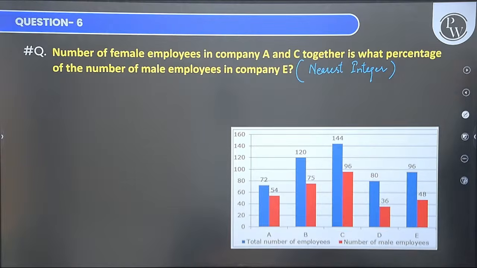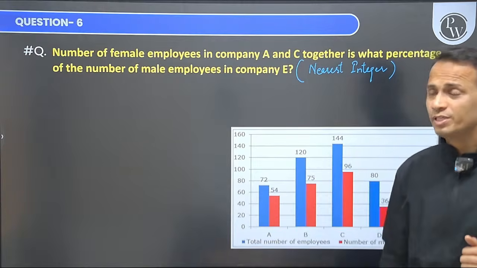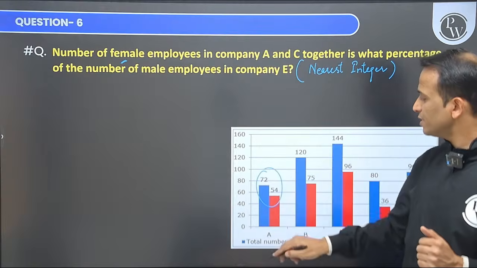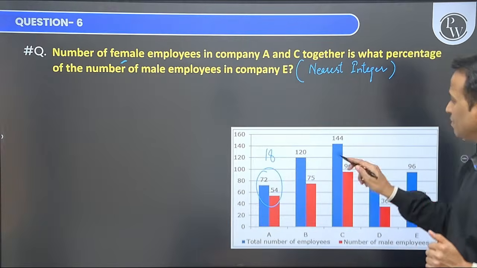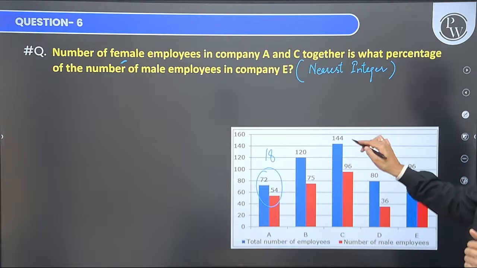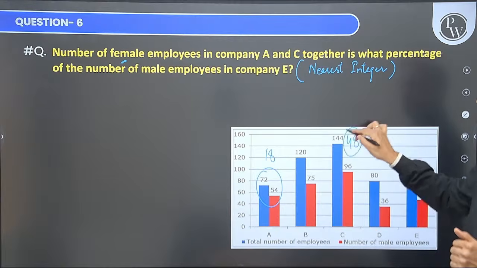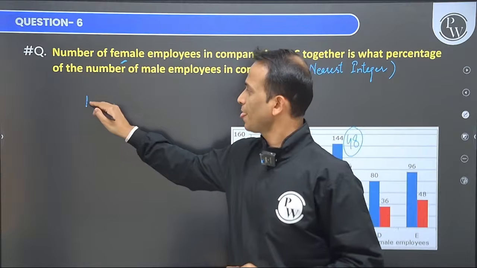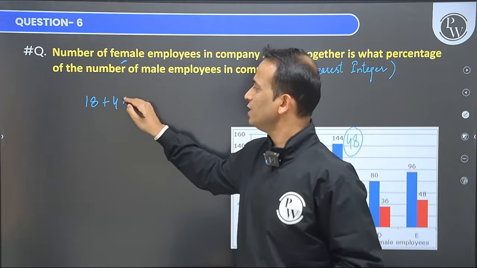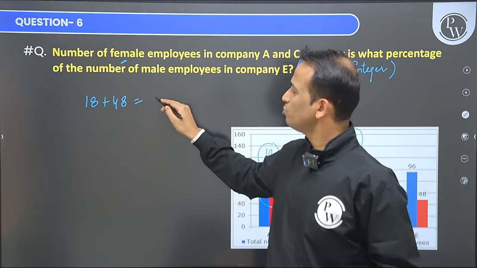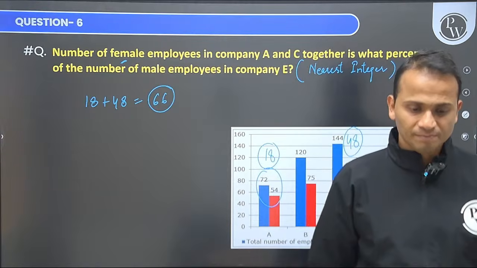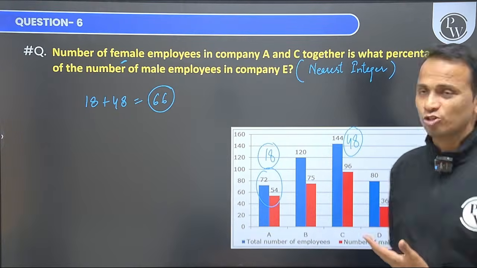Now, number of female employees in company A and C together. Company A number of females is 18 and company C number of females is 48. So 18 plus 48 is the first number. That comes out to be how much? 66. So 66 is the first number. Please confirm if this is correct or not.